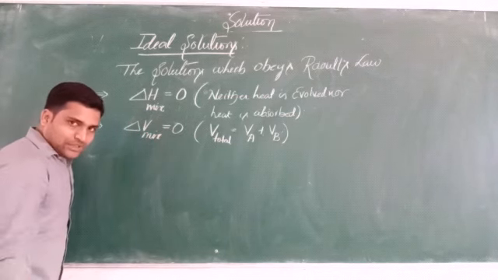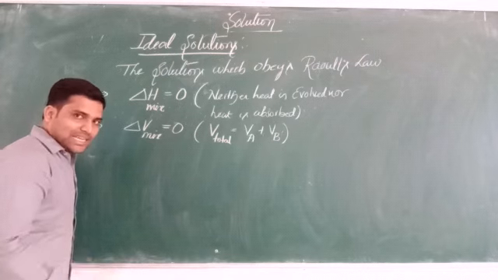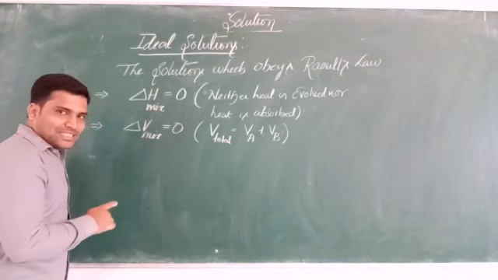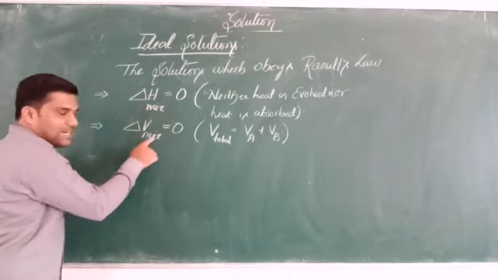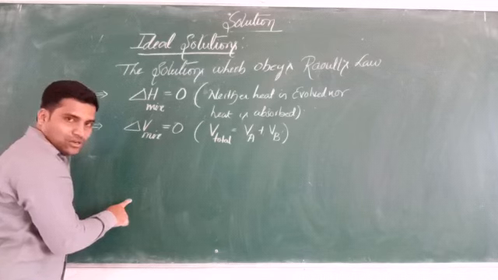Next, I will explain in more detail how. Now we are just seeing the characteristics of an ideal solution. Delta H mixing is equal to 0 and delta V mixing is equal to 0.